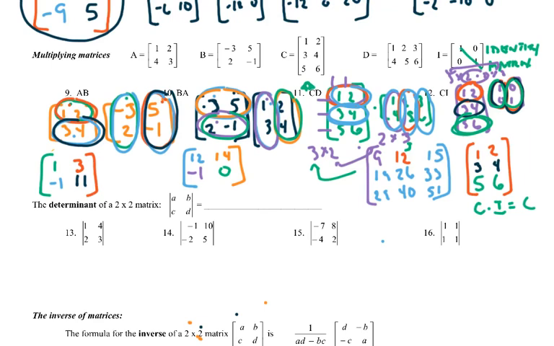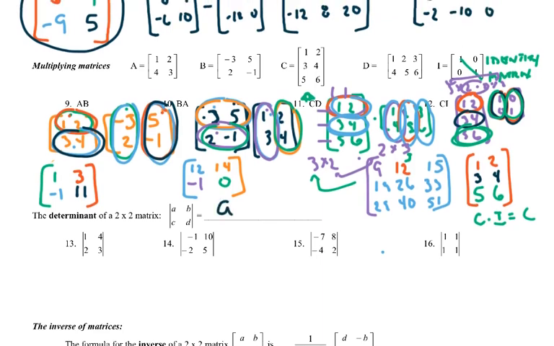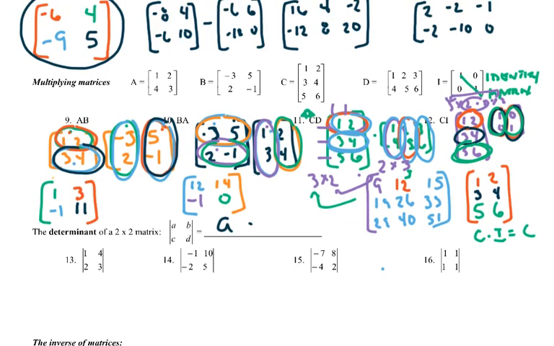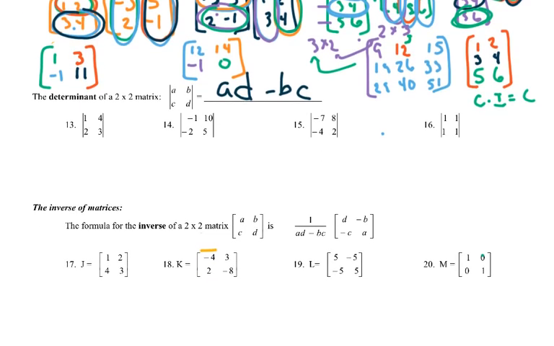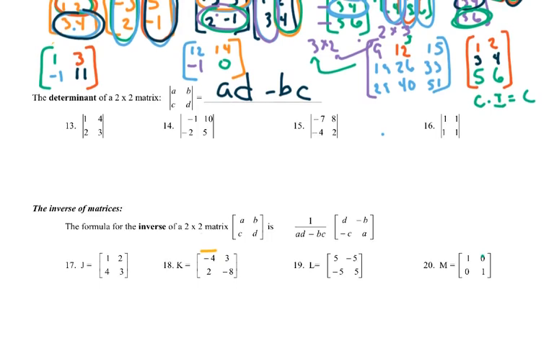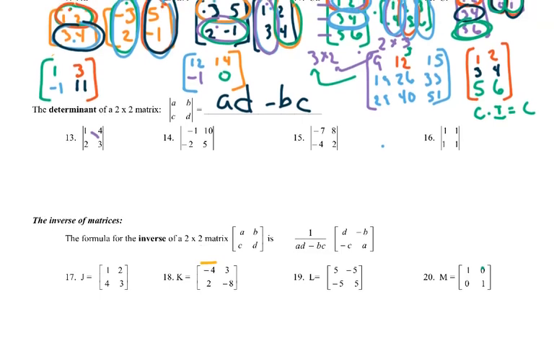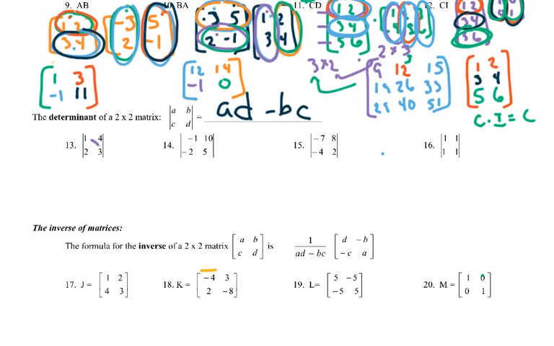Okay, let's see, where are we at? So what do we have to do? Oh, determinant. So this is just a formula, AD minus BC. This is going to make more sense as time goes on. AD minus BC, where A and D are the numbers on the first diagonal, B and C are the numbers on the second diagonal. So here, if I multiply 1 times 3, I get 3. And then I'm going to subtract 4 times 2, which is 8. So 3 minus 8 is negative 5.